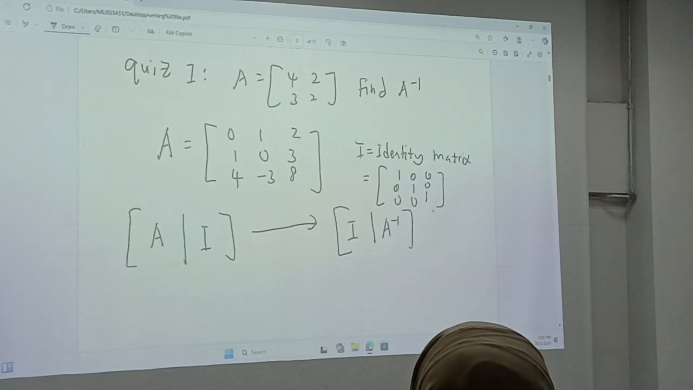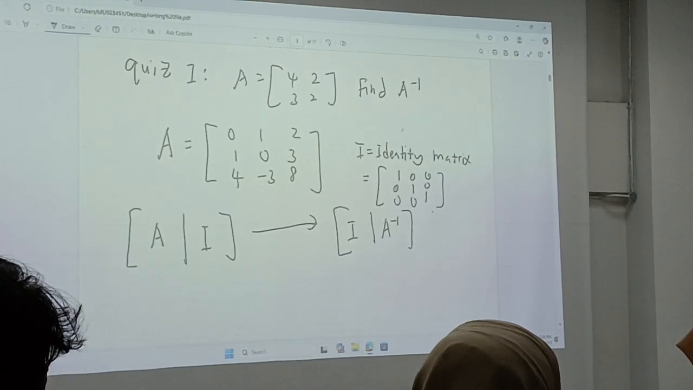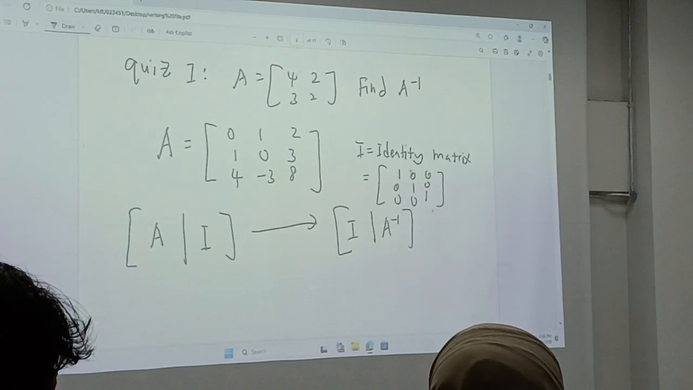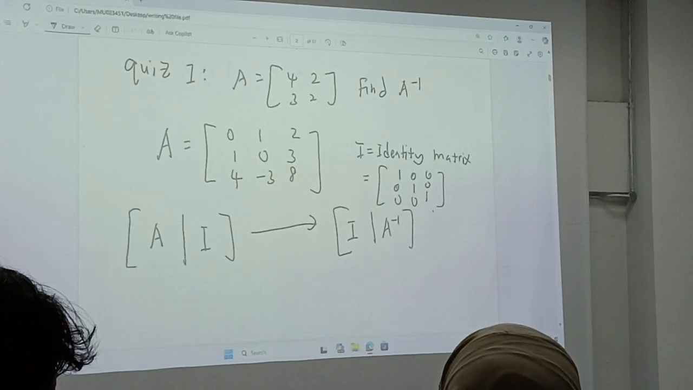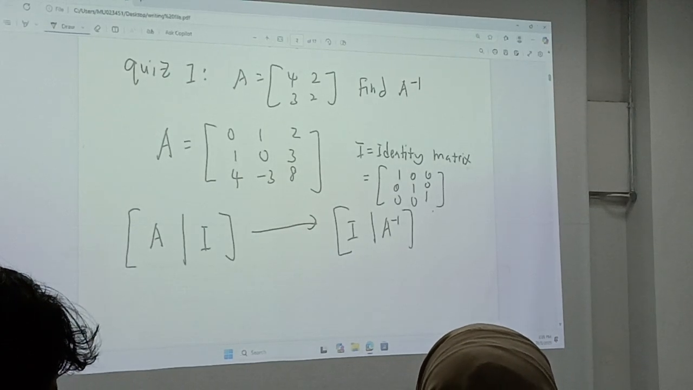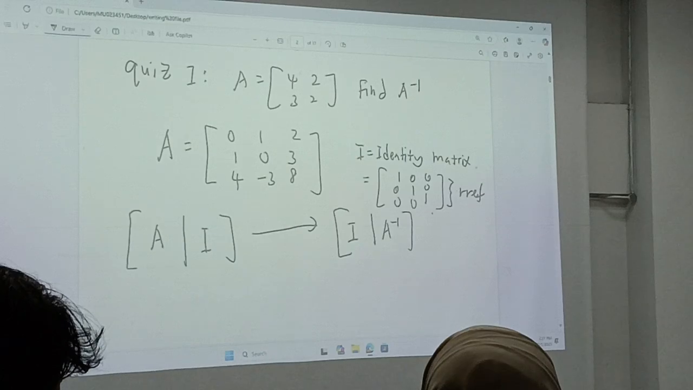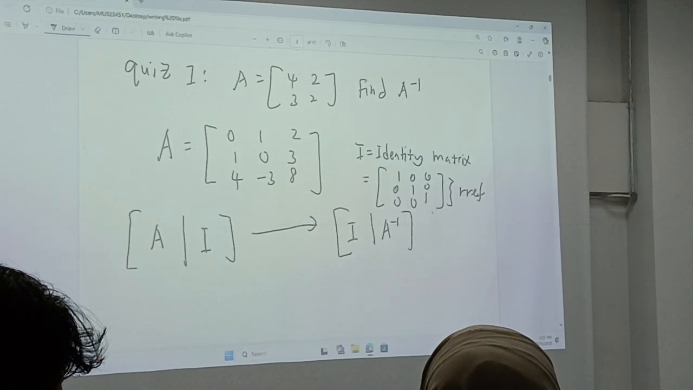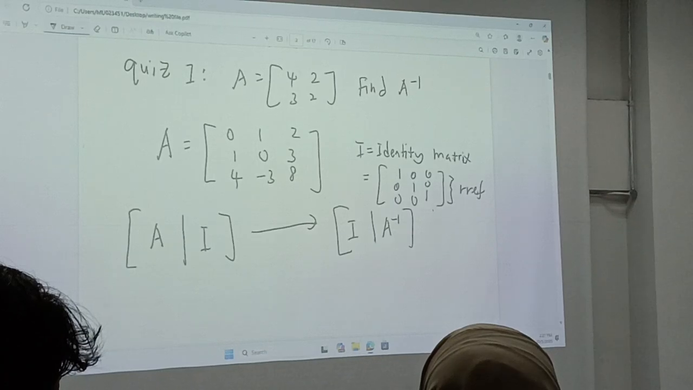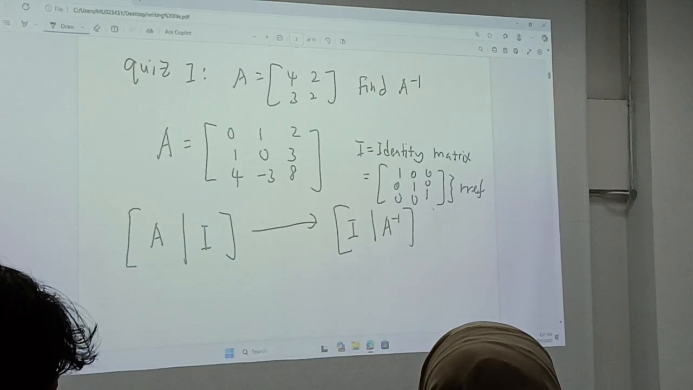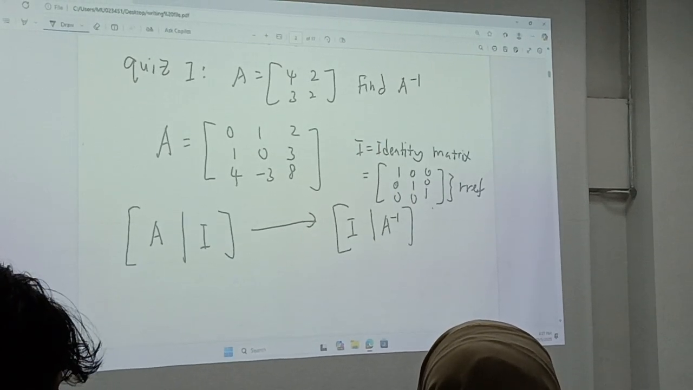Okay, so this identity matrix, do you still remember reduced row echelon form and row echelon form? So this is reduced row echelon form. Reduced row echelon form above and below all are 0, right? So basically this is RREF. So remember how to get reduced row echelon form? Last week we have learned it. Gaussian elimination or Gauss Jordan. Okay, use Gauss Jordan to reduce row echelon form.